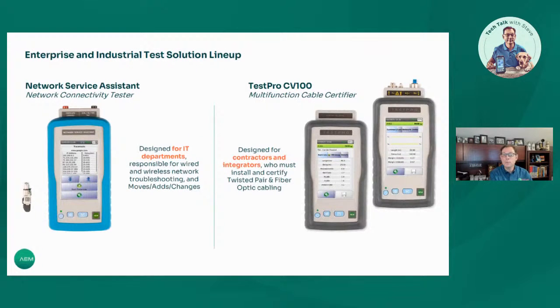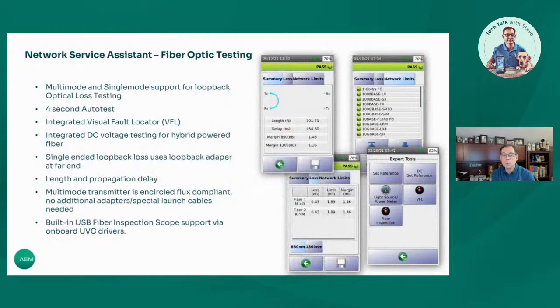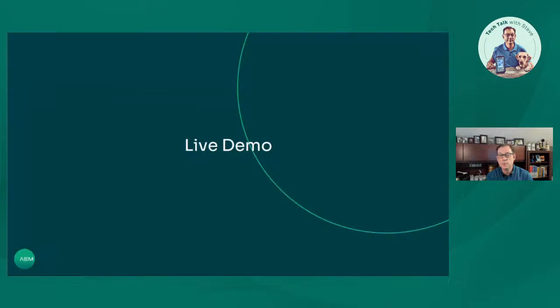But just so you know, the features that we talked about, the fiber testing, is available in a loopback test in the Network Service Assistant, and in the Test Pro, it's available in dual-ended bidirectional, dual-ended single-directional, and a loopback if you need to do that. Some of the other things you can do: again, the integrated VFL, DC voltage and loop resistance on the Test Pro that I'm going to show you right now. And with the Test Pro or the NSA, again, it's a loopback and you can measure voltage, but no DC resistance with that.